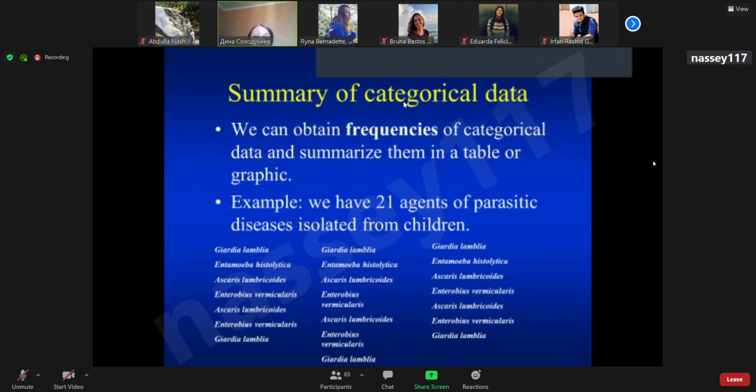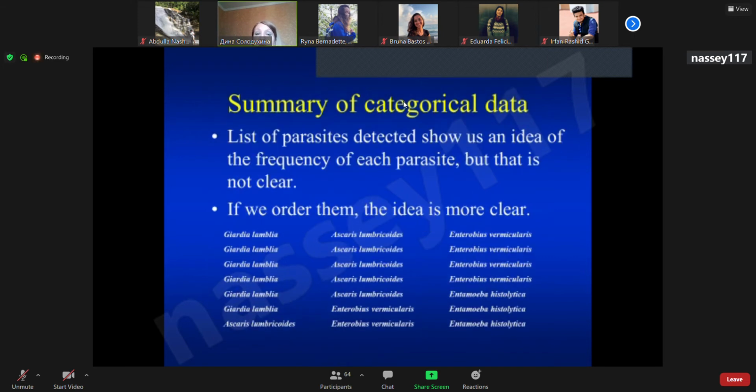So when we analyze different kinds of data, the most typically what we do about categorical data is constructing of frequency tables. Frequency table is a very simple way to organize data. For example, you have 21 agents of parasitic diseases isolated from children. And if you just write them down, they don't give us any sense. So we will make a summary.